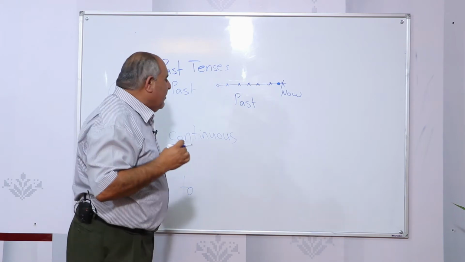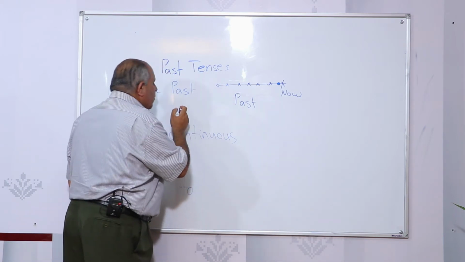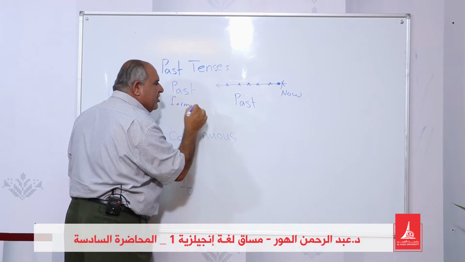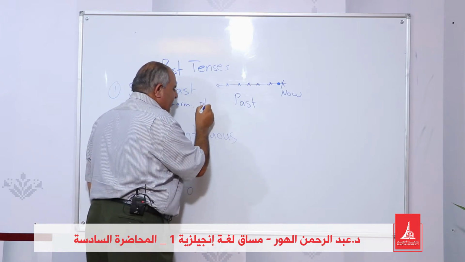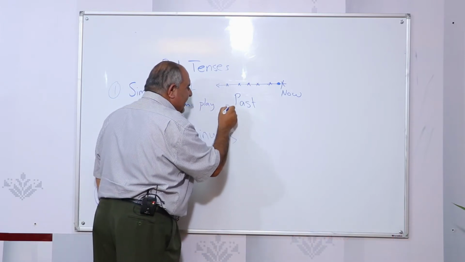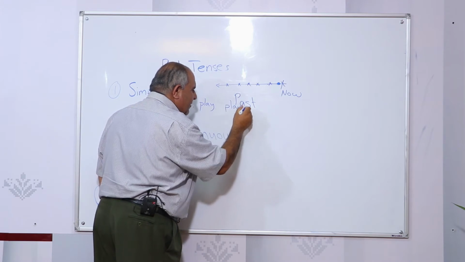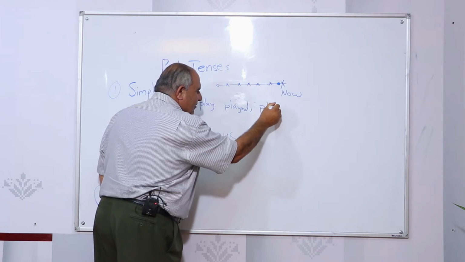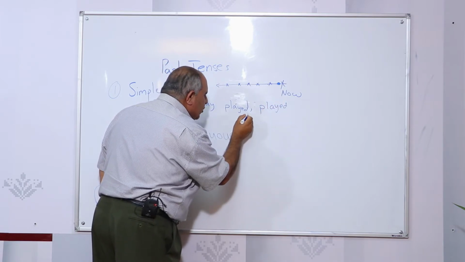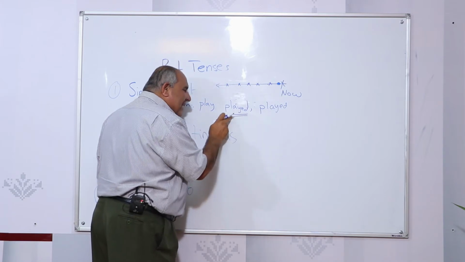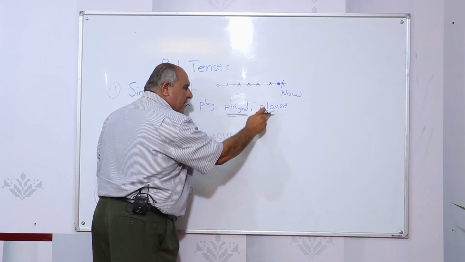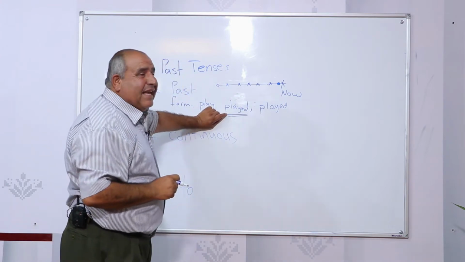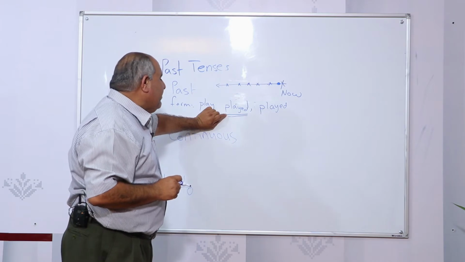The form of the simple past is very simple. We talk about the second declension of the verb. For example, we say play. The second is played. Or the third is played. Now, the past simple tense uses the second declension of the verb. Not the first, not the third. Though the third and the second are the same in their form, we use the second declension of the verb. So we say played.